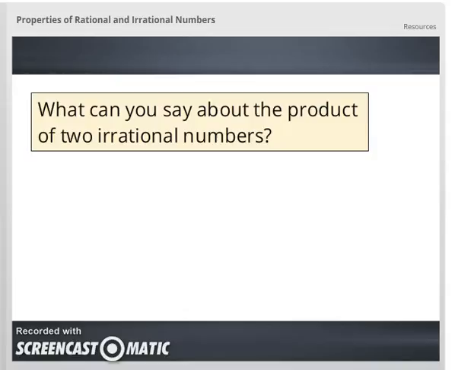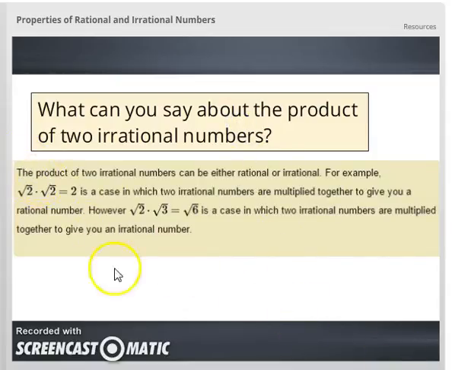What can we say about the product of two irrational numbers? The product of two irrational numbers can either be irrational or rational. For example, the square root of 2 times the square root of 2 is 2. That's two irrational numbers multiplied together to give you a rational number. However, the square root of 2 times the square root of 3 equals the square root of 6. That's two irrational numbers multiplied together to give you an irrational number.